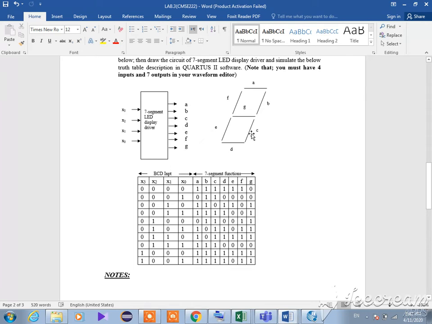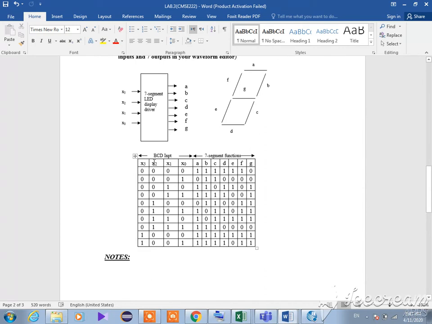Or for example, if you are going to show number 5, you need this one, this one, this one, this one, and this one. Or when you need number 4, you need this one, F, G, B, and C. Or for example, if you are going to show number 3, you need this one, this one, this one, this one, and this one.